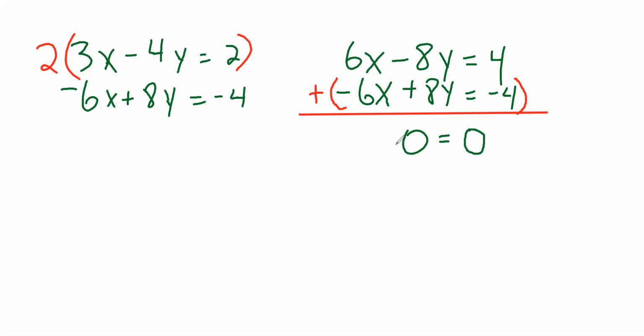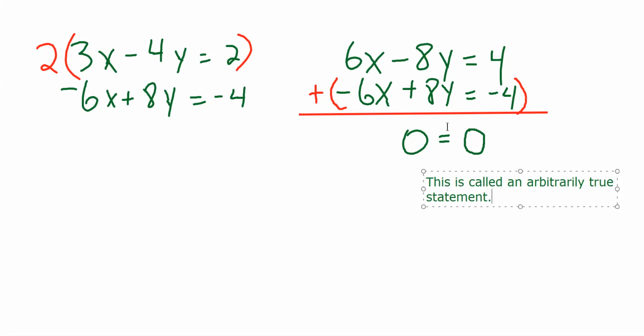In the last case, we ended up with a false equation. We ended up with 0 equals 128, which is clearly not true. Here, though, we end up with a true statement. But this is called an arbitrarily true statement. It's true, 0 is equal to 0, but there's no variable involved anymore. We've completely eliminated the variables.